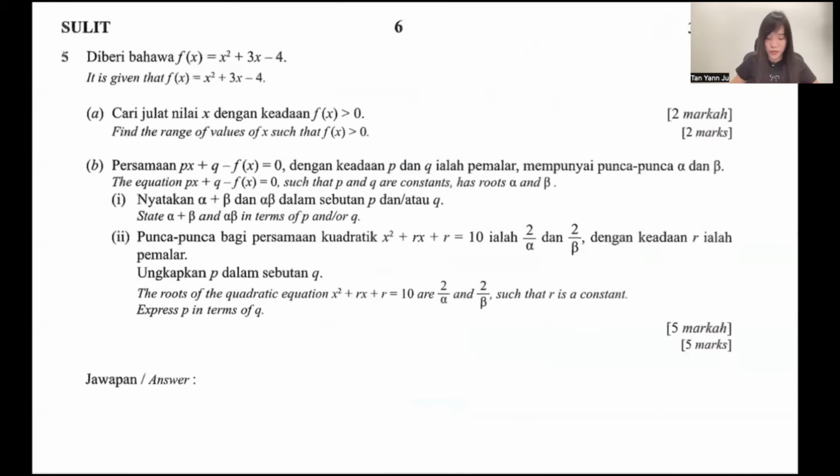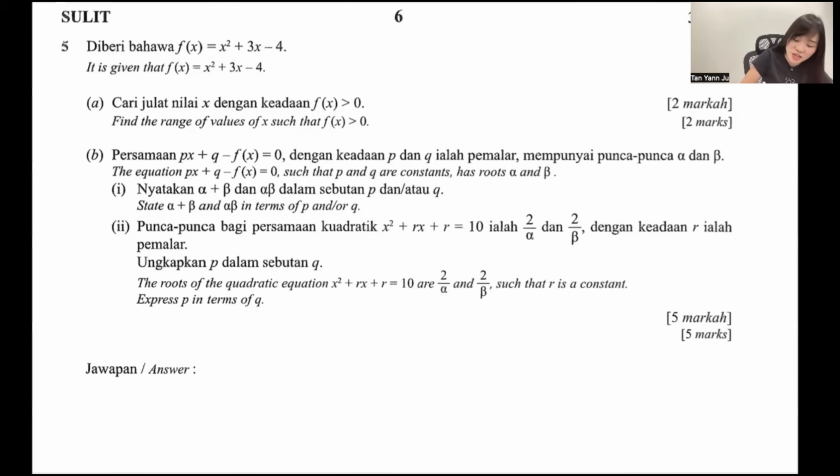Okay, next question 5. It's given that f(x) equals x squared plus 3x minus 4. Find the range of values of x such that f(x) is more than 0. Maybe you don't know which chapter, never mind. Can look at more. I saw alpha, beta. I straight away know. Form 4, chapter 2, quadratic function.